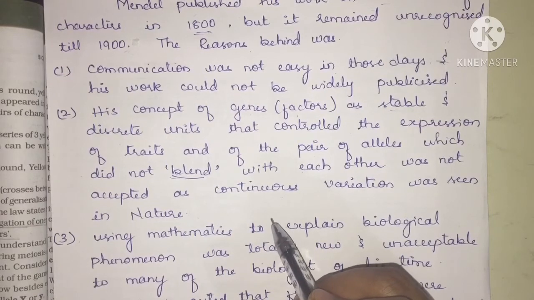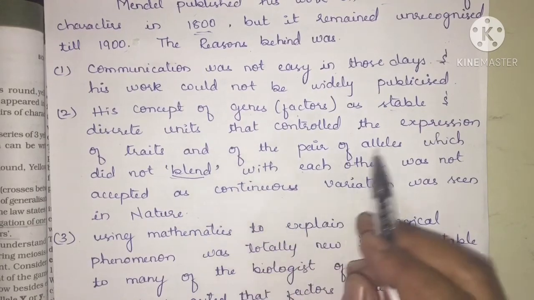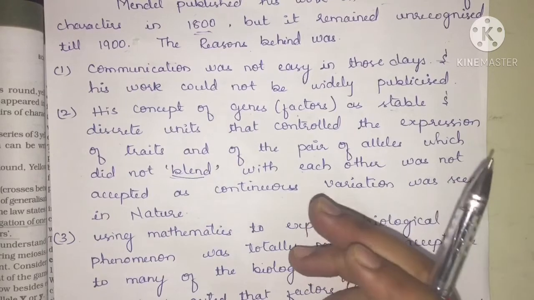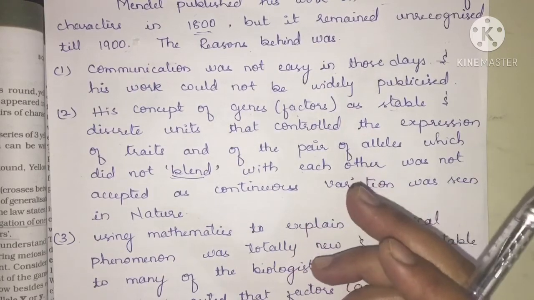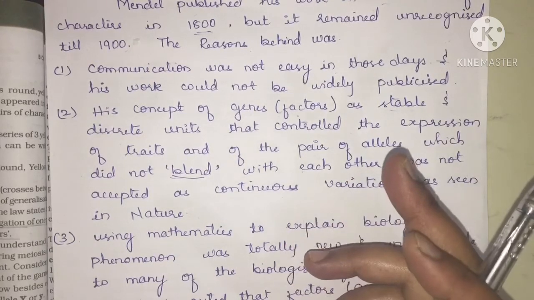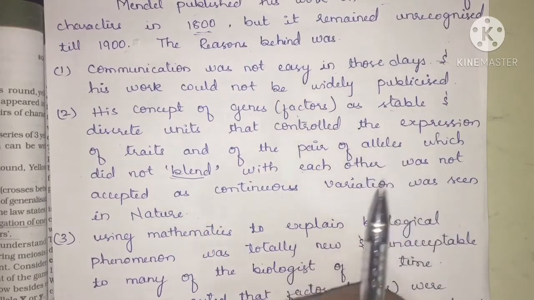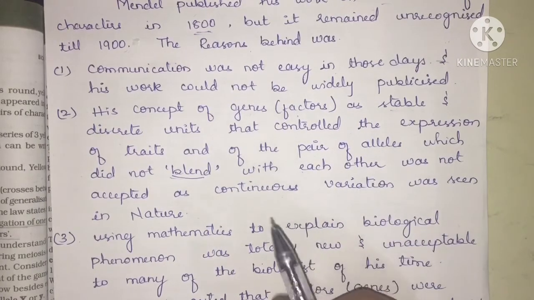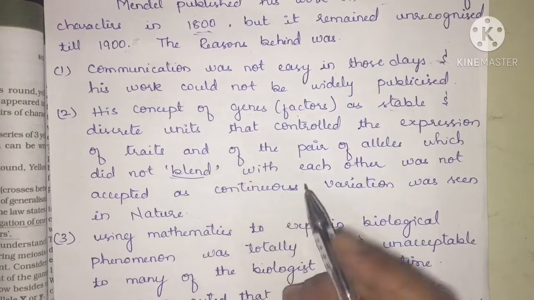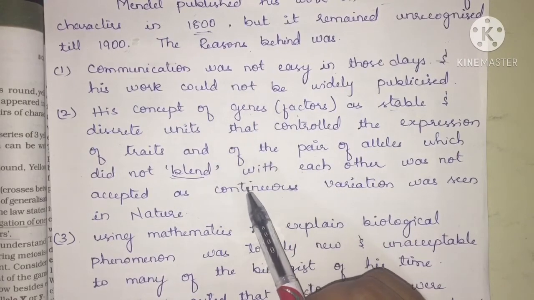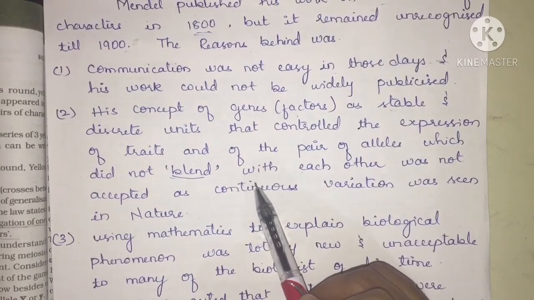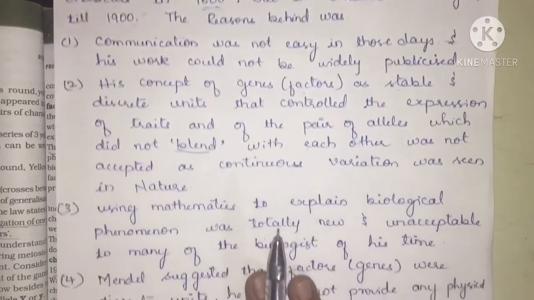Why? Because they used to see in nature that there are different variations. We find that a red color and a white color flower have been joined to form a pink color flower. Or sometimes we found different variations in that. So in nature we are seeing different variations, which has not been talked about by Mendel, so that was not accepted by many of the scientists.